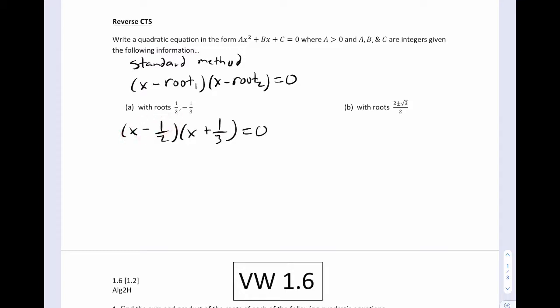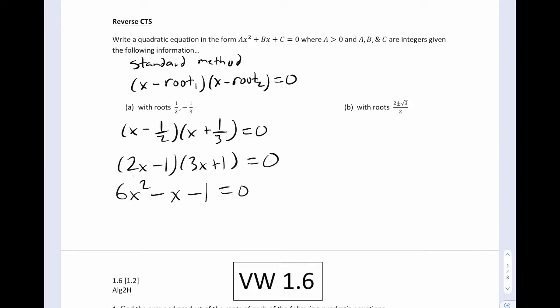Let's multiply this whole thing by 2. You get 2x minus 1. Multiply this whole thing by 3, and you get 3x plus 1, and that equals 0. And now when we multiply it out, it's going to be what we want. There are no fractions anywhere. So we multiply, that's 6x squared minus x minus 1, that equals 0.